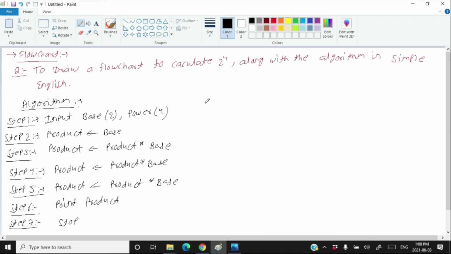Now let's see how this algorithm is going to work. In step 1, base is 2 and power is 4. What is the value of product? Tell me. The value of product is the same as the value of base because you are assigning the value of base to the product. So this will be 2. Then you are calculating product.